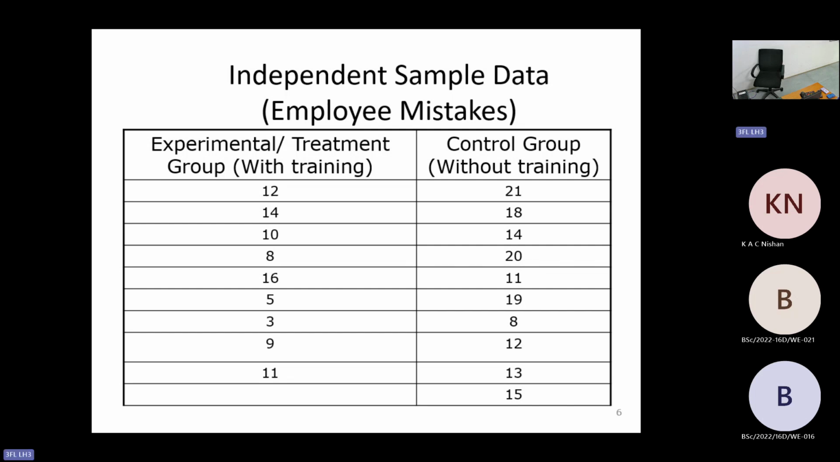Training, no training. For the training group, you give the training. For the no training group, you don't give the training. So you train only the experiment or the treatment group. Treatment is anything, training is anything. That's why we call it the treatment group. The no training group is not given the training.